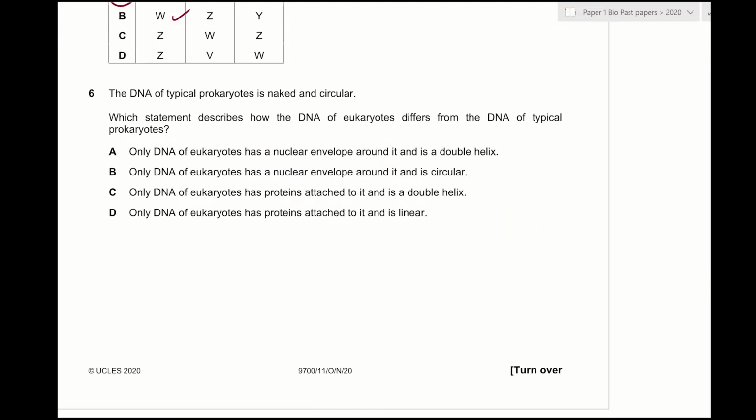Number 6. The DNA of typical prokaryotes is naked and circular. Naked basically means that it's not bound or wrapped around proteins, such as histone proteins in chromosomes. And circular means it's basically circular, so it's not the linear structure that we have inside the nucleus. So which statements describe how the DNA of eukaryotes differs from the DNA of typical prokaryotes? So here we're trying to find the opposite of each definition, the opposite of naked and circular.